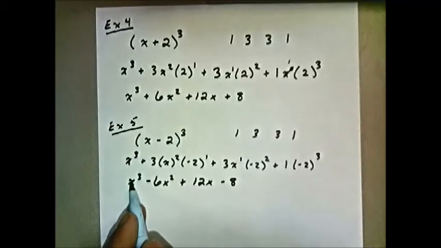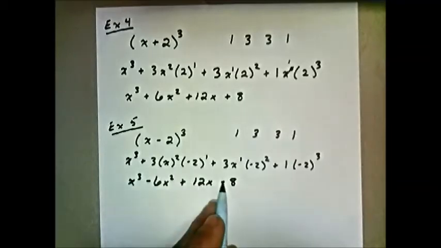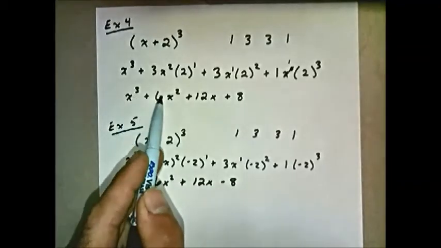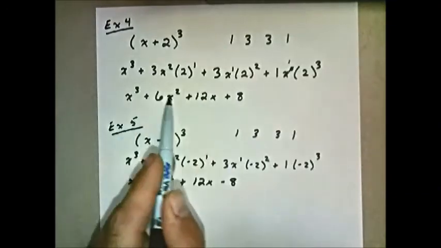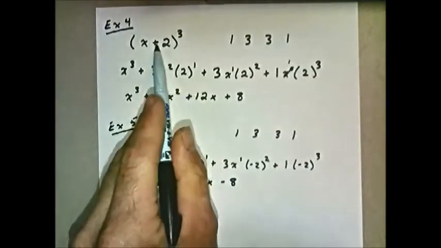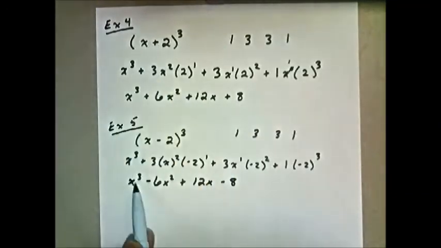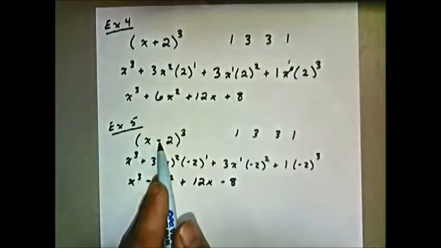So notice we did start with a positive, went negative, positive, negative. Same way up here, same numbers, all positive since we started with an x plus 2. Here we alternated positive, negative, because we had that minus sign.